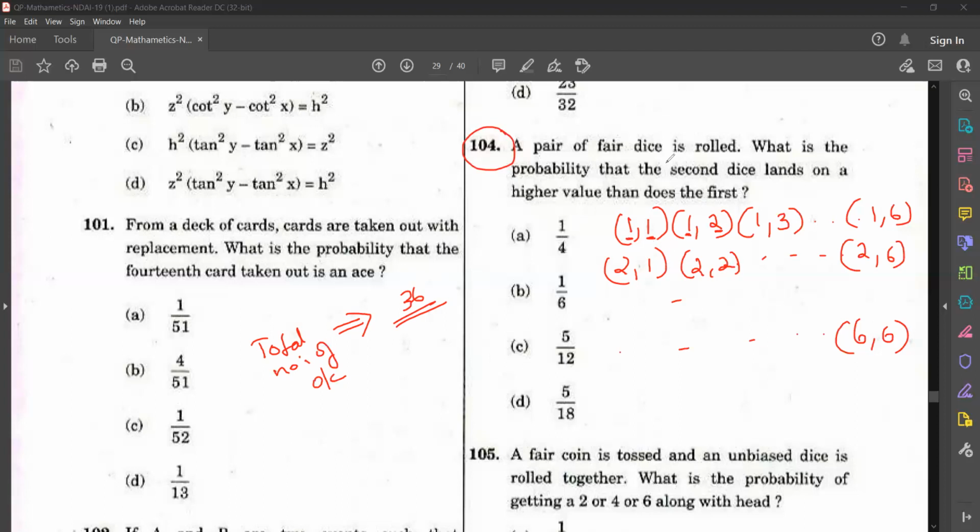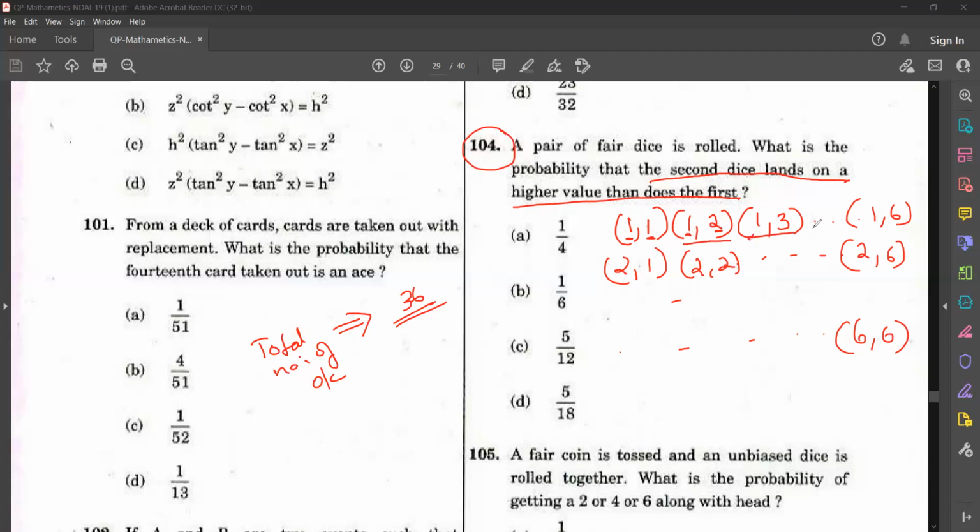Now, what is our requirement? Our requirement is second dice lands on higher value than the first. So what are the possibilities? Second will have higher than first.